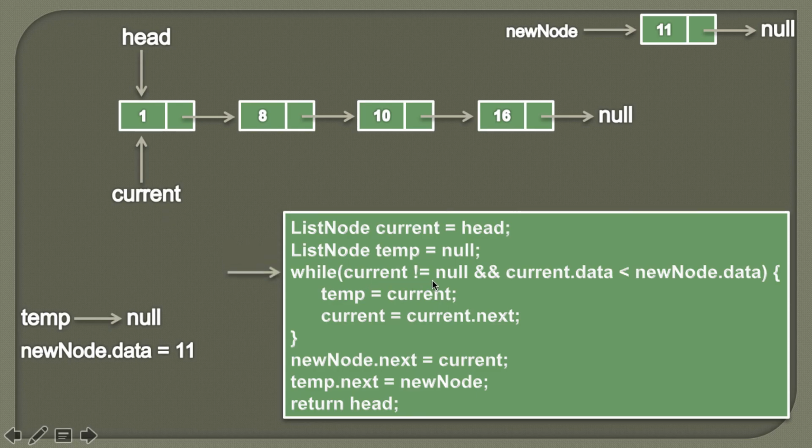So this while loop will execute till current is not equal to null and current data is less than new node's data. So we'll see this algorithm step by step, and after we complete this while loop you will come to know why these conditions are needed. So here if you see, current should not be null, so current is pointing to the first node and it is not null, and current data is 1 here and new node data is 11. So 1 is less than 11, therefore this while loop condition comes out to be true.